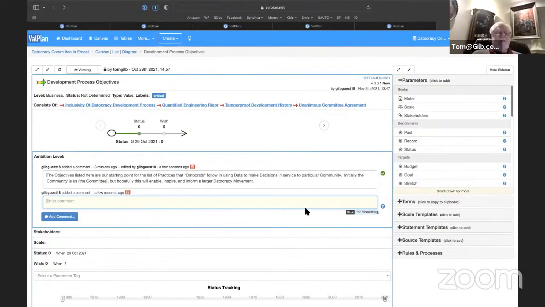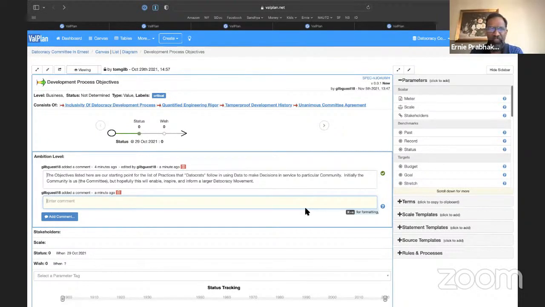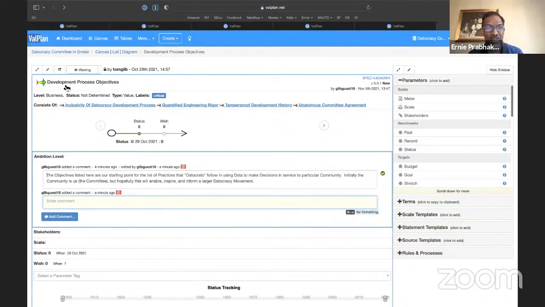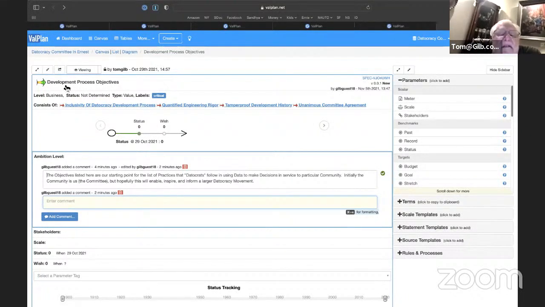All right, so I think we're going to start with this page here, as this specifies the criteria or the objectives for what we would call a Datocratic process. Is that close to the intent? I found this document called Development Process Objectives, which feels like the right level for us to start with. Right, so it's a set of objectives. It consists of inclusivity, etc. Those are our four. Yeah, that's right. So, good, we're in the right place here. The detail is in the consists of.